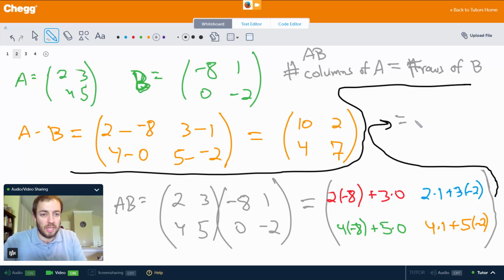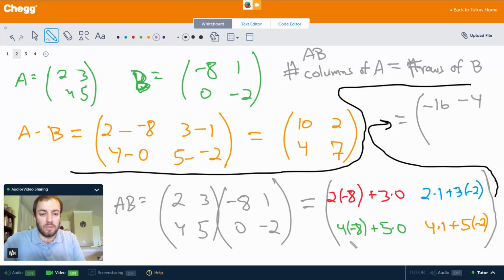Okay, so then this is finally going to equal, so 2 times negative 8 is negative 16, so we have negative 16 plus 3 times 0. Well, this is just 0. So that just ends up being negative 16. And how about here in the first row, second column? 2 times 1 is 2. 3 times negative 2 is negative 6. So that's 2 minus 6, which is just negative 4. So this is minus 4.